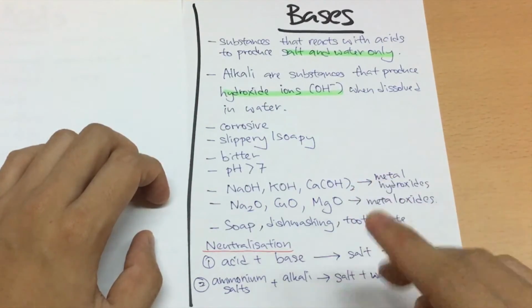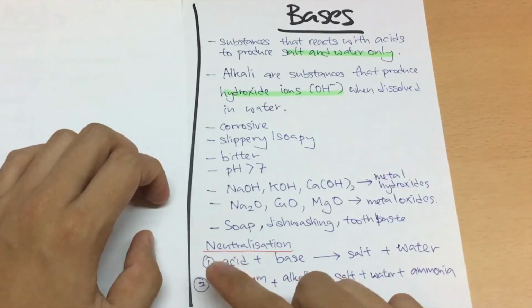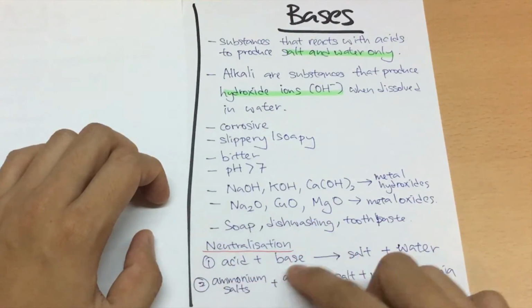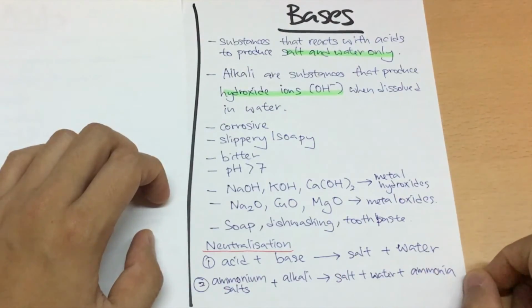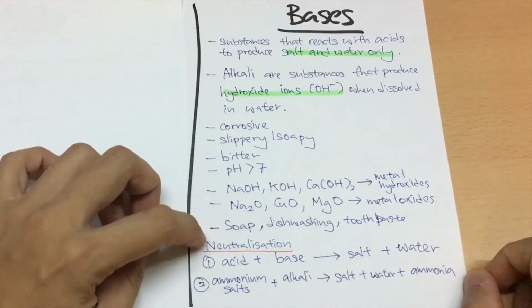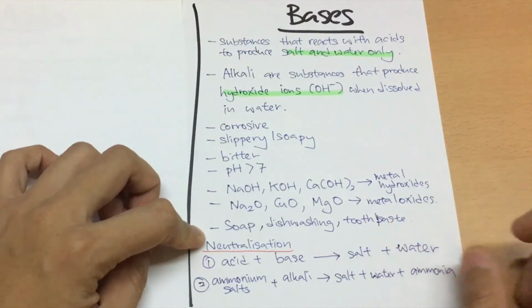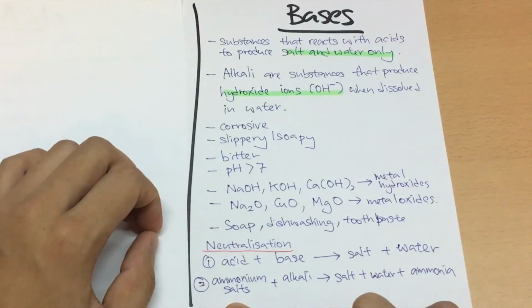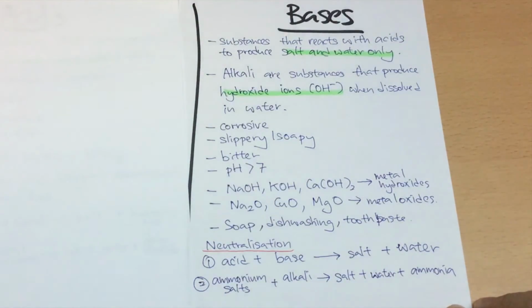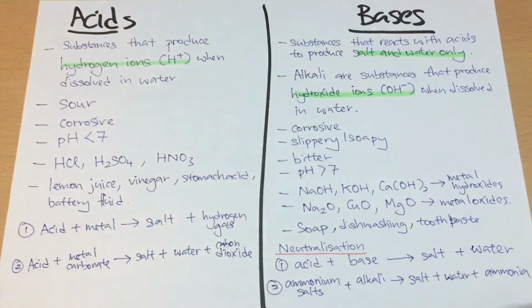There are two important reactions that you need to know about bases. The first is the neutralization reaction of acid and base to form salt and water. It is called neutralization because the resulting mixture is of a neutral pH. The second reaction is the reaction of base and ammonium salts to form salt, water, and ammonia gas. That is all for acids and bases. Please complete a summary table for acids and bases as your assignment.